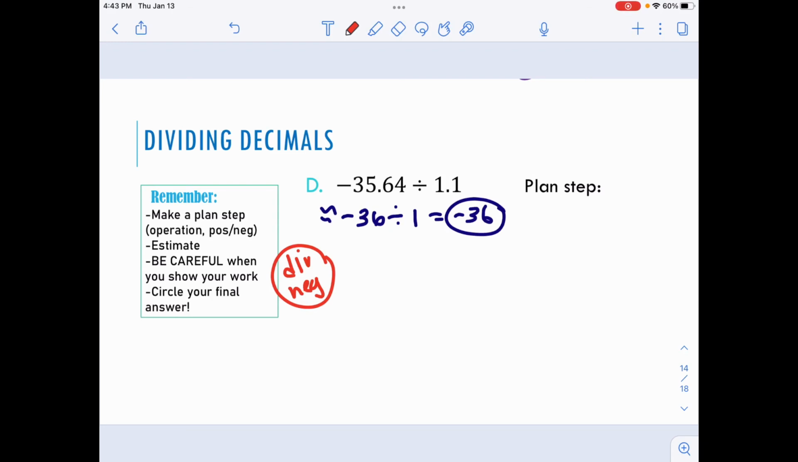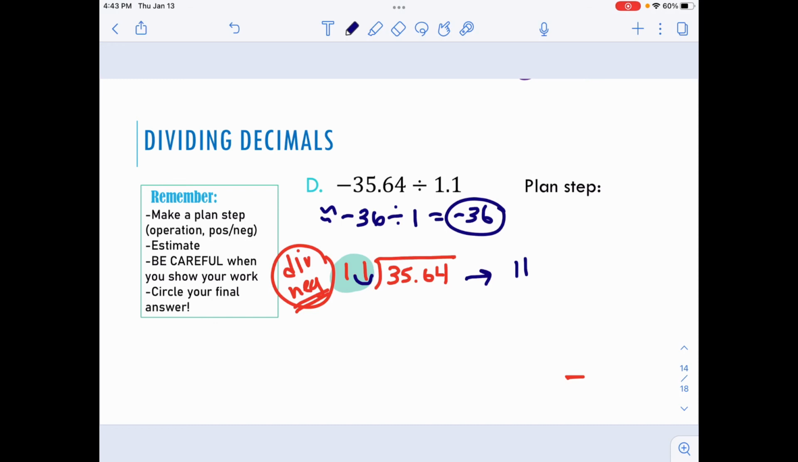So we're going to put that dividend inside the division symbol. So 35 and 64 hundredths. Notice I'm ignoring that negative sign. I already know in my plan step. Let's actually put a negative somewhere by my answer so I know that I don't forget that. Divided by 1.1. Remember, this number on the outside can never be a decimal, so we have to rethink how we're going to write this problem. How can I turn that 1.1 into a whole number?